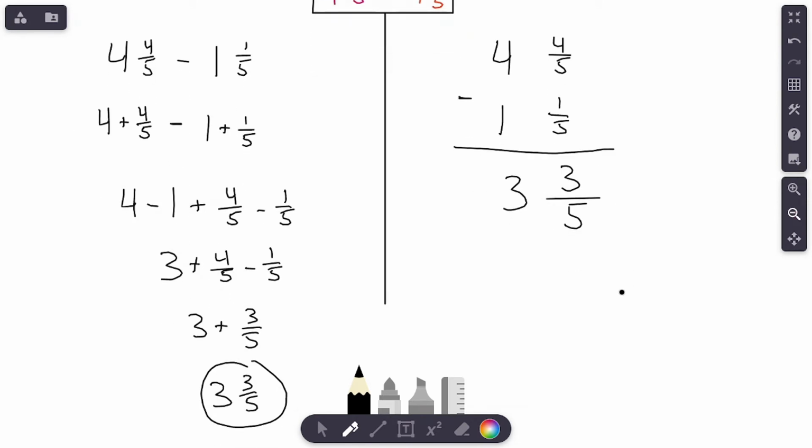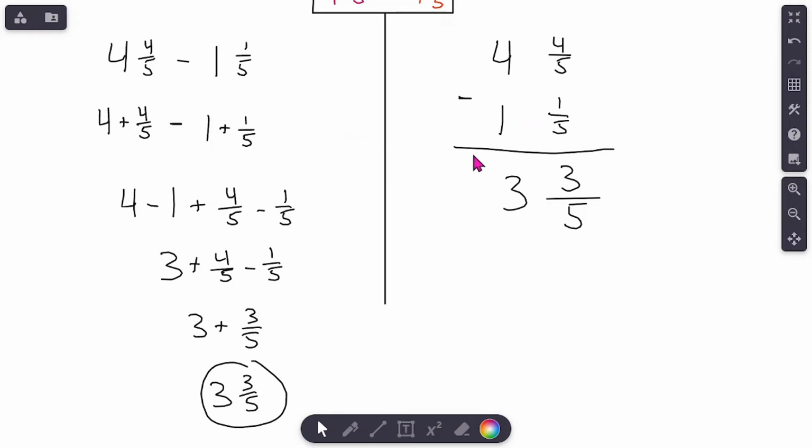Okay? Some people love doing the strategy here on the left. Some people enjoy doing the strategy on the right. Teachers, parents, I highly recommend you let your students try both ways. They'll find out which one works best for them. And the more challenging problems we do, they may find they like one strategy more than the other.